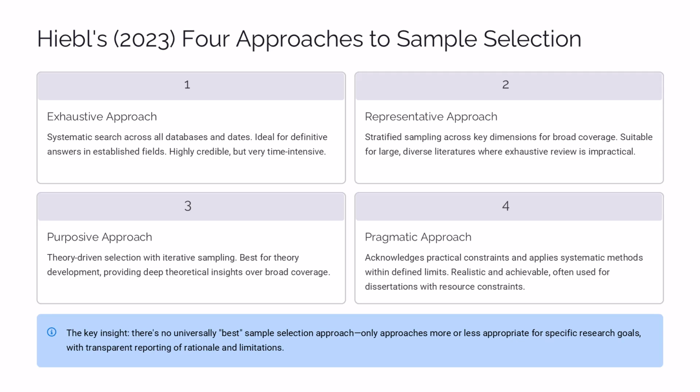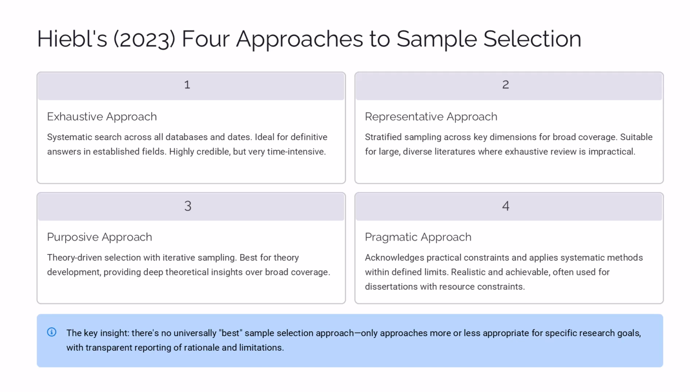The representative approach uses stratified sampling across key dimensions with purposeful selection to ensure representativeness. This approach works well for large, diverse literatures where exhaustive review is impractical, when you want to understand the breadth of a field, and when time constraints prevent exhaustive searching. The approach provides manageable scope with broad coverage and systematic sampling, but may miss important outlier studies and require strong theoretical justification for sampling decisions.